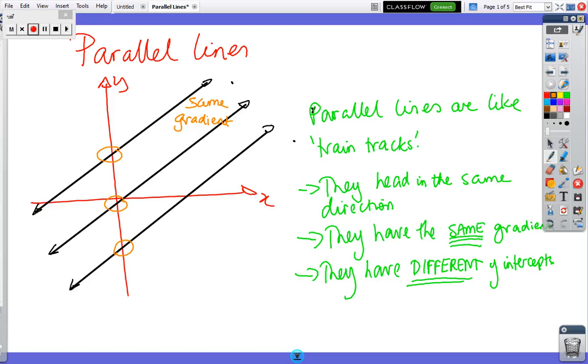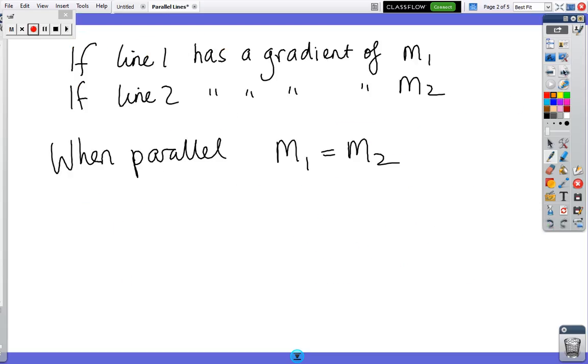Okay, so copy that down and then come across. Just to use some symbols: if the first line has a gradient of m1, the first gradient might be equal to 2. And if the second line has a gradient of m2, for parallel lines the 2 gradients are equal to each other. So m1 equals m2. m1 is the first line, m2 is the second line. This is just some examples. They could be 2s, they could be 5s, but they're the same number.